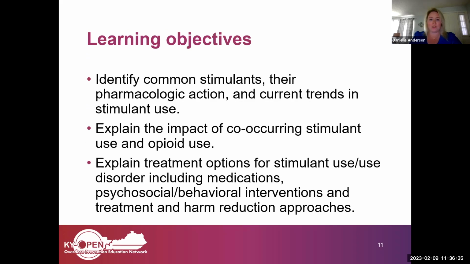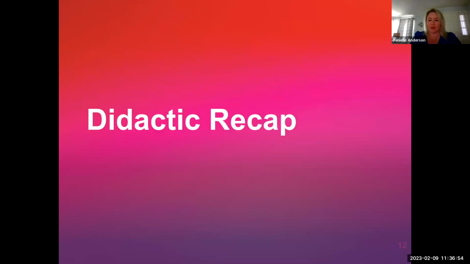And so our learning objectives, same as last time: we're going to identify the common stimulants, talk about pharmacological action and current trends in stimulant use. We're going to talk about the impact of co-occurring stimulant use and opioid use, and then explain treatment options for stimulant use. And here's a little bit of a recap on our presentation from last week.